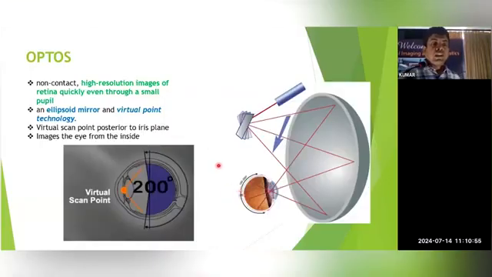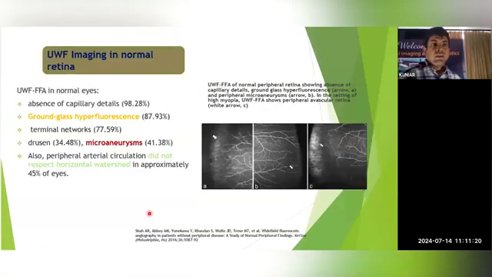So this is the advantage of Optos I was talking about, an ellipsoid mirror. It creates a virtual scan point within the eye that is behind the iris plane. So the ellipsoid mirror creates an optical system which takes a virtual scanning point behind the iris. From here it can scan up to 200 degrees of the retina.